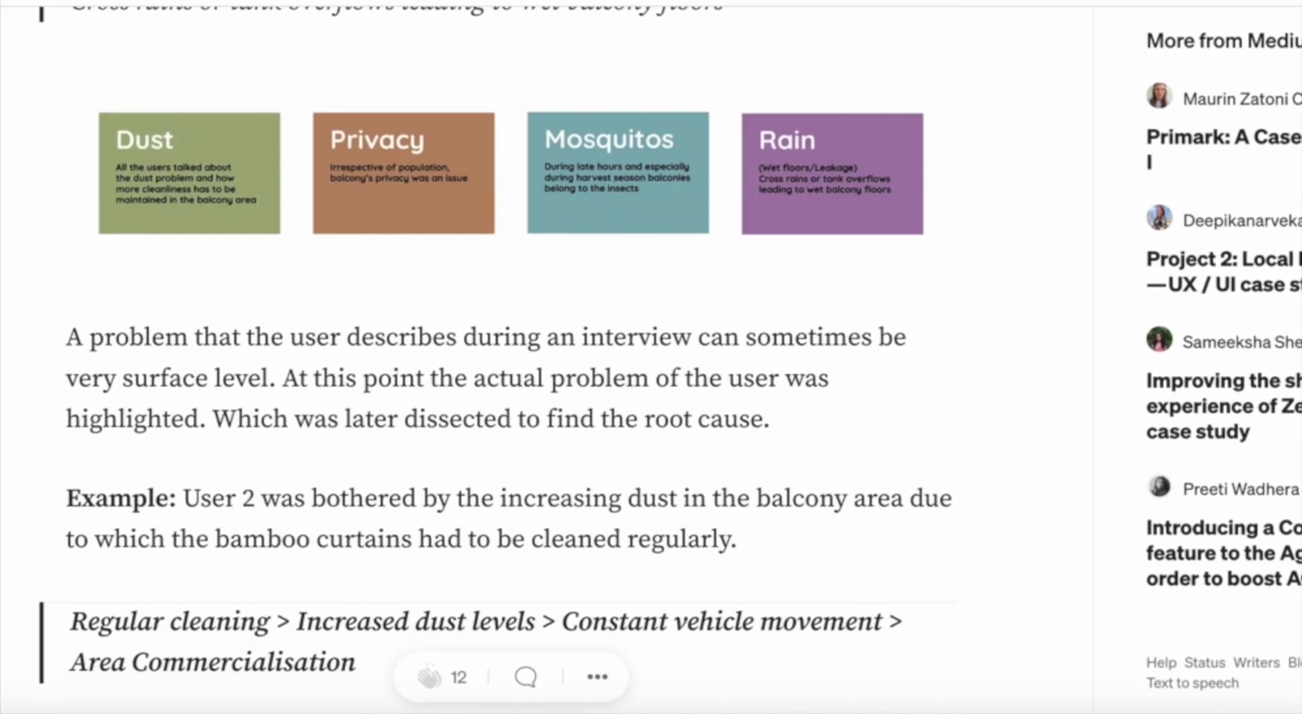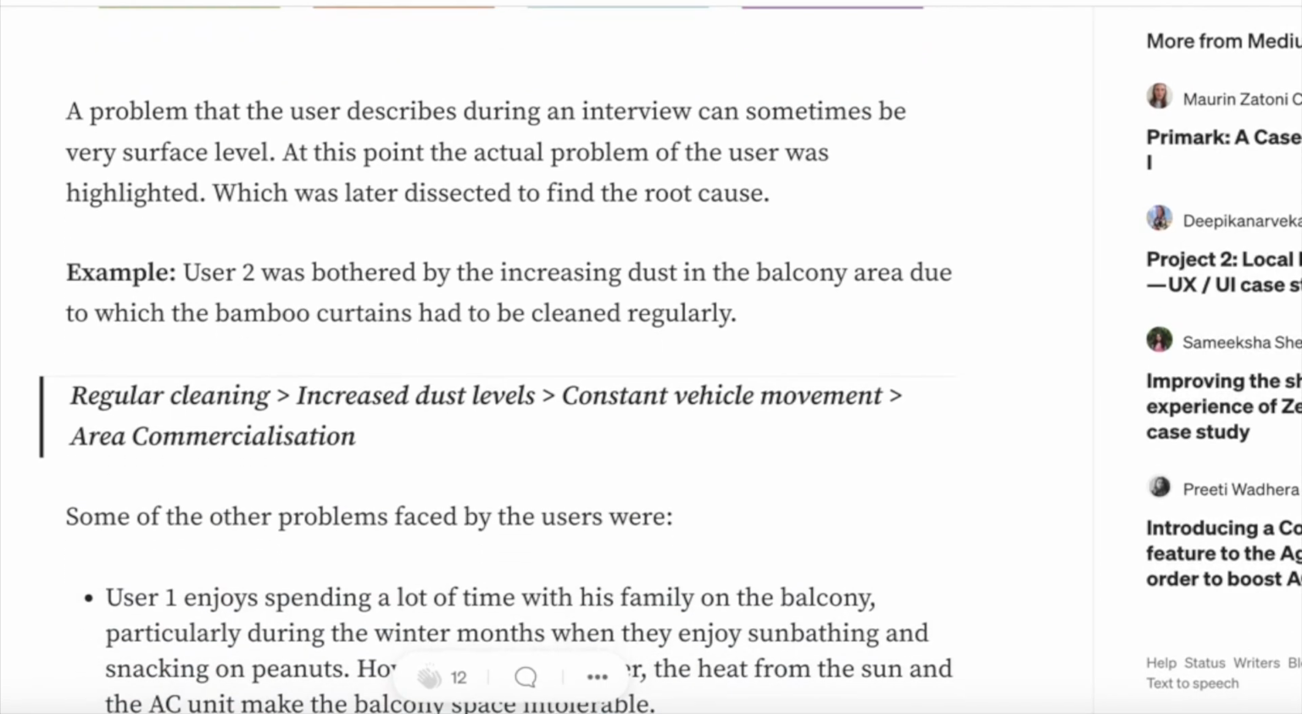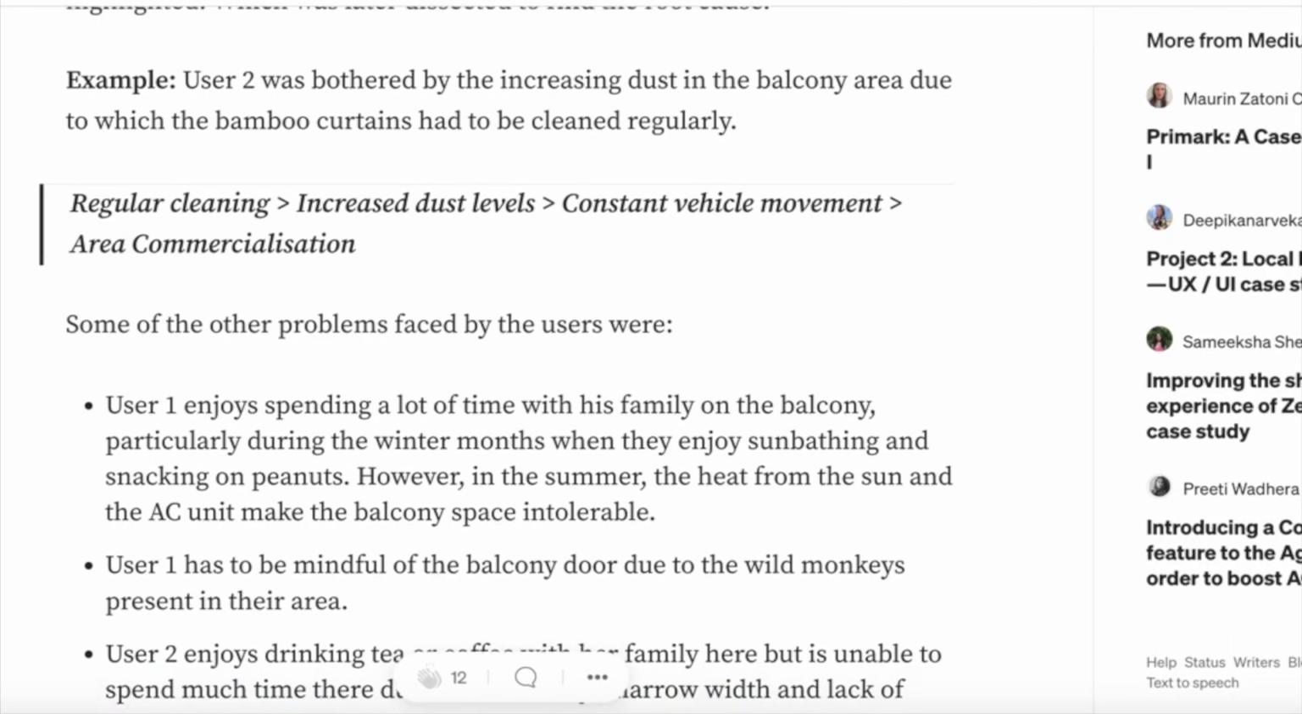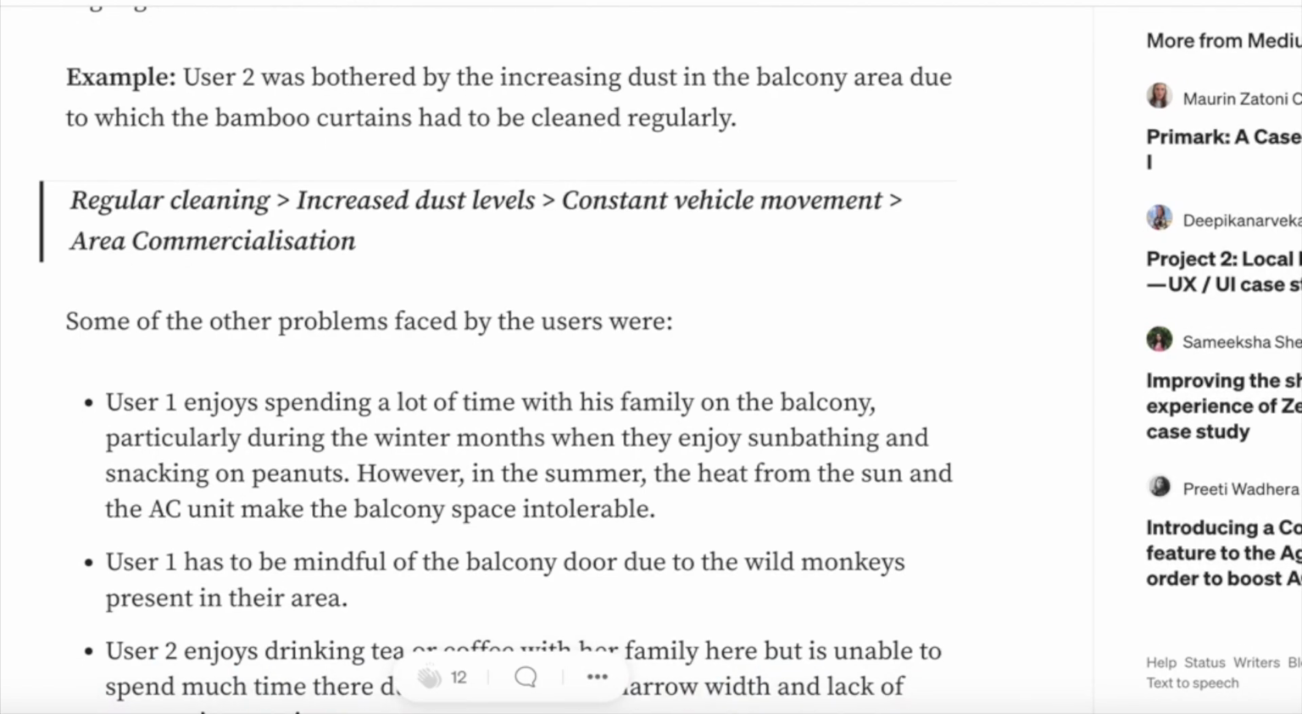For example, one of the users was bothered by the dirty bamboo curtains in the balcony area. The curtains were dirty due to the increasing dust level because of constant vehicle movements due to area commercialization. In this way, the root problems were to be identified for all the problems.